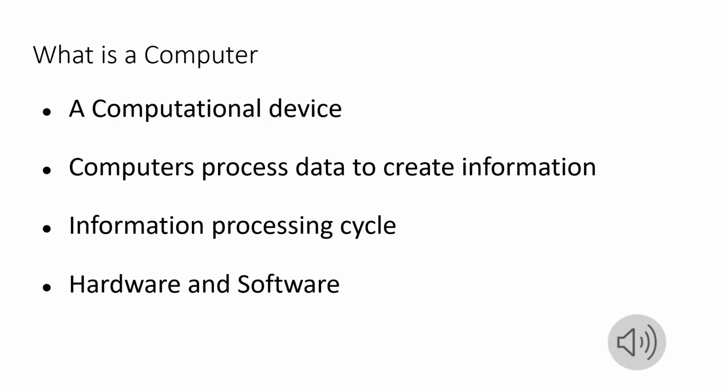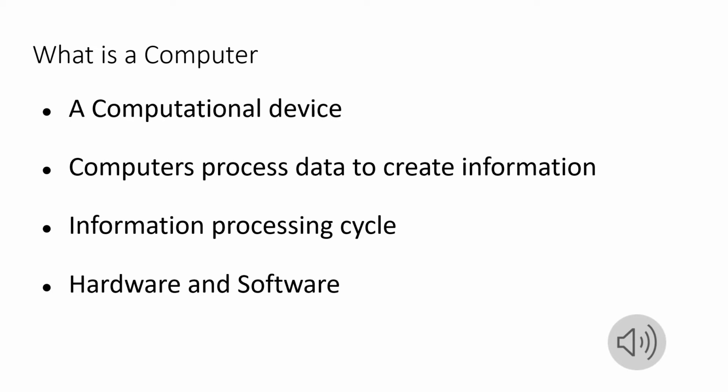What is a computer or computational device? A computer is an electronic device that operates under control of instructions stored in its memory, accepts data, processes the data according to specified rules, produces results, and stores the results for future use. Data is the collection of organized facts. Information is data that is organized, has meaning, and is useful.